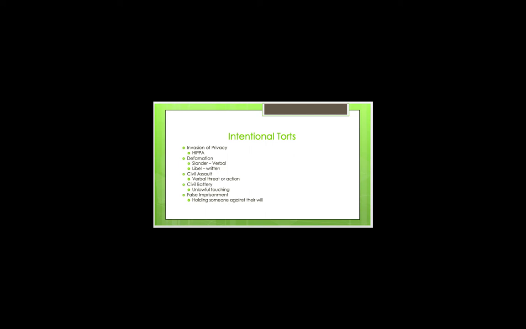Every year, I seem to have a few students who are confused about just what a tort is. What does that word mean, tort? The quickest, easiest way I can think of to describe it is, think of it this way: crime is to criminal law as a tort is to civil law, because torts are against an individual, okay? So maybe that would help a little bit. Each of these, invasion of privacy, defamation, civil assault, these are torts that go along into civil law, okay?